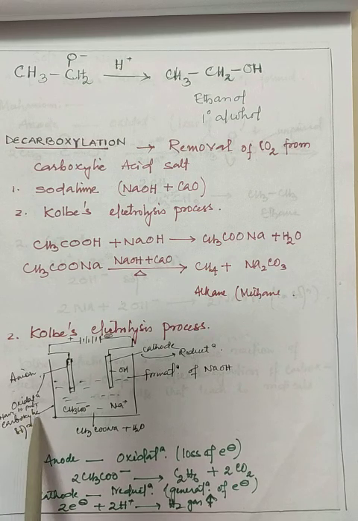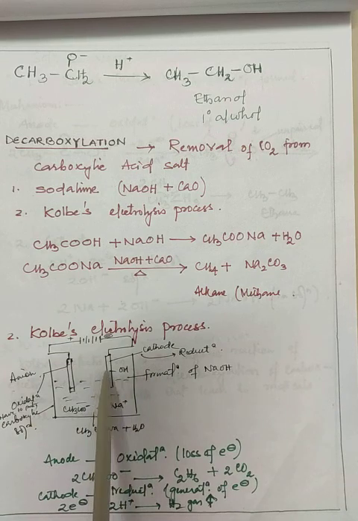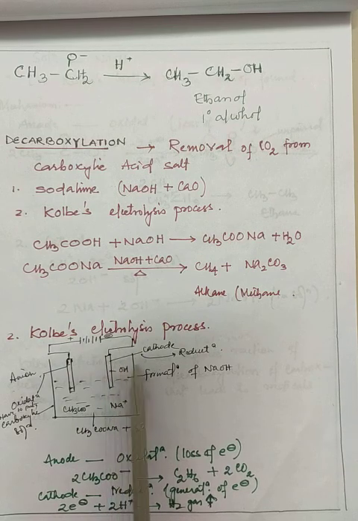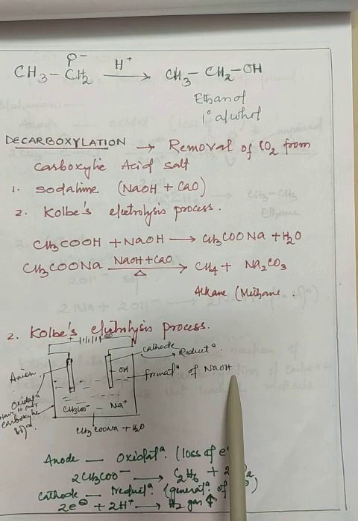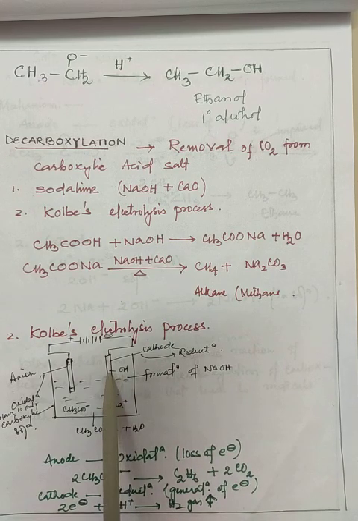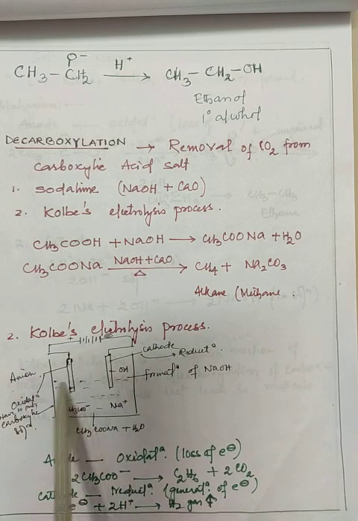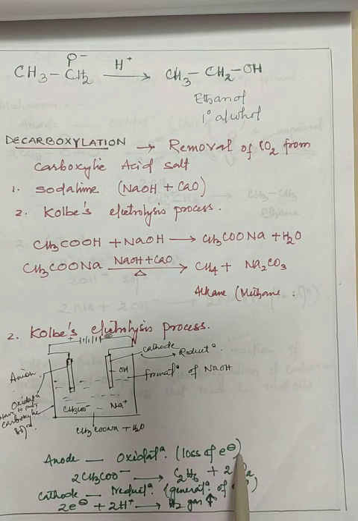Now here, when the current is flowing, at that time there will be formation of sodium hydroxide. Now here in this electrolyte, at one electrode OH will form, and at the other one sodium. So now here at the anode, oxidation, that means loss of electrons only.